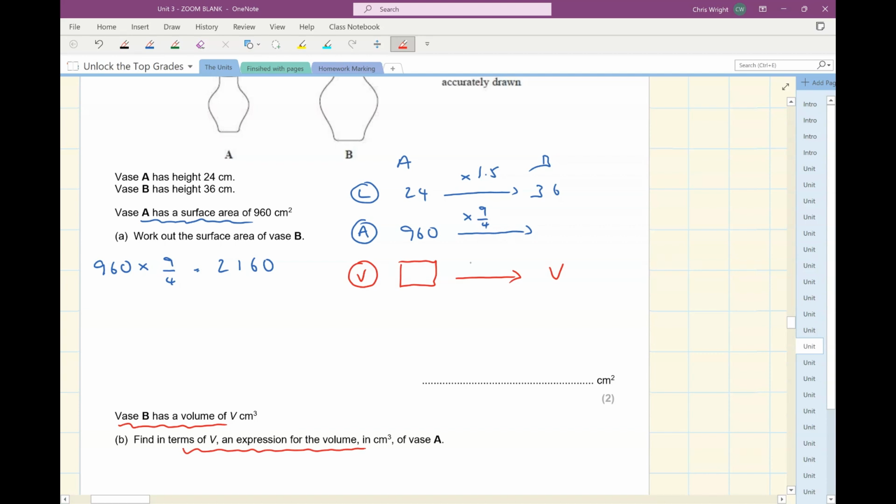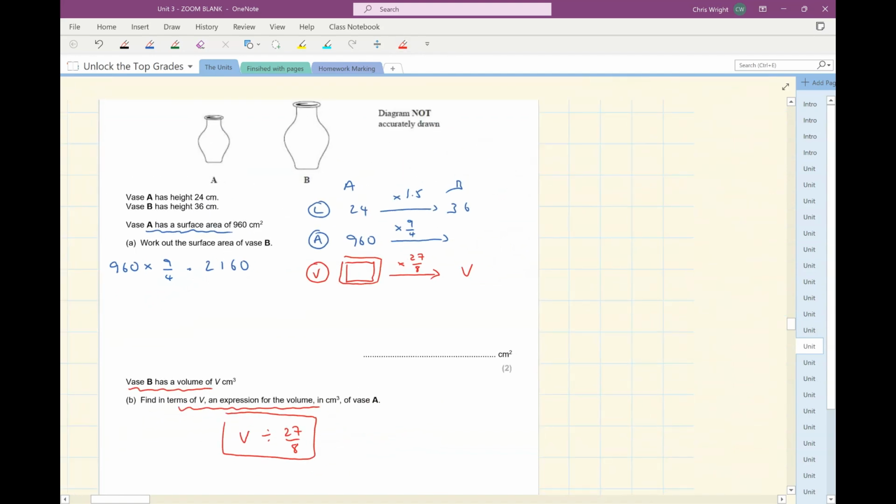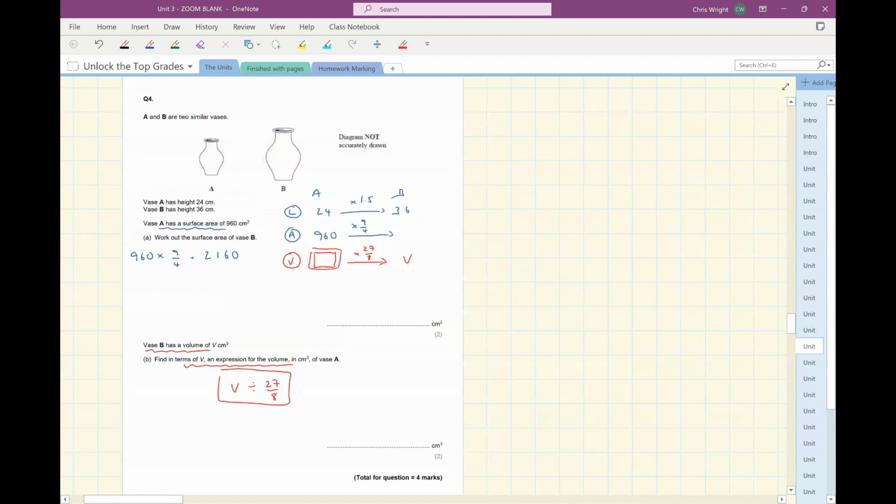Well, we know this volume scale factor, don't we? Because the volume scale factor will be the linear scale factor, 1.5, cubed. So the volume scale factor is 27/8. So in that case, the volume of vase A would be V divided by 27/8. And there is an expression in terms of V for the volume of vase A. And that is the answer. And that's the end of question 4.